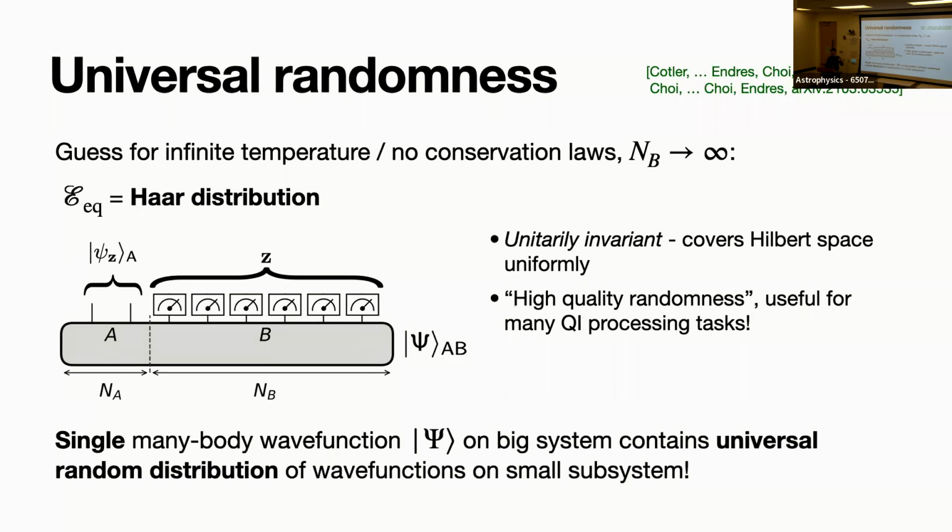So before moving on, I want to say that if this ensemble indeed gives you the Haar measure at late times, or for that matter, any kind of universal distribution, then this is a remarkable fact about quantum states produced by generic many-body dynamics. Because it would say that in a single many-body wave function, which doesn't have to be random itself, it can be a completely fixed state, a simple state evolved under some fixed Hamiltonian, upon doing this prescription, upon measuring part of the system, you would obtain a universal random distribution of wave functions on the smaller subsystem. So this is a way of saying that inside this kind of fixed quantum state, there is a universal distribution hiding in some fashion. Okay, so this is a fairly striking property, if true.